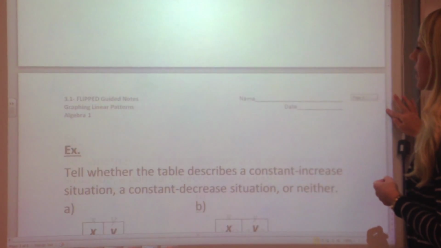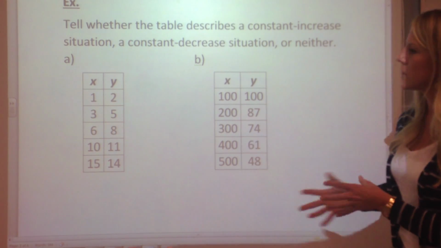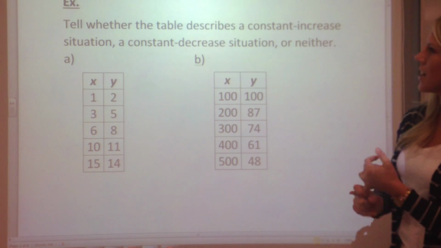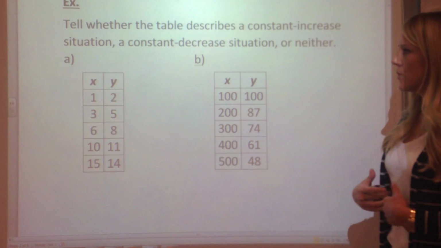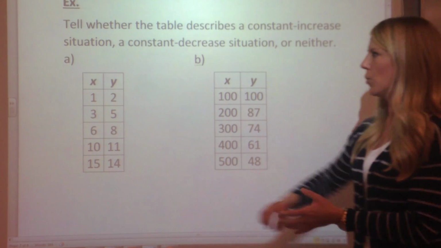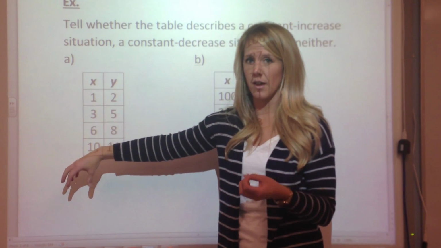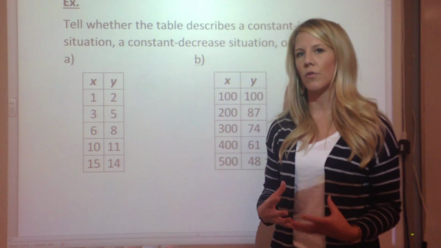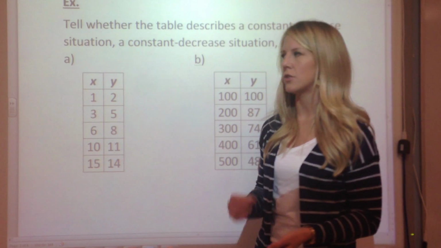Okay, so let's go ahead and look at a couple of examples here. The first one being tables. We're going to decide if the table determines a constant increase or a constant decrease situation, or maybe neither. When we have a table, we want to break it down. We want to look just at my x values. Are they increasing or decreasing by the same amount, a constant amount every single time? And then do the same thing for your y's. Then we will compare overall: do we have a constant increase or a constant decrease, or neither situation?